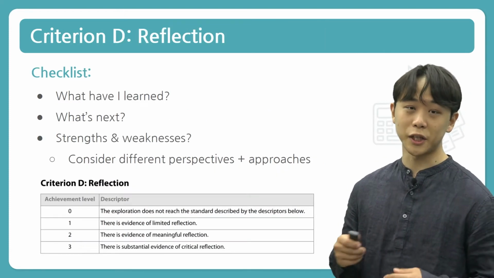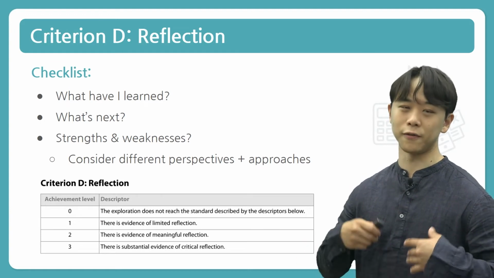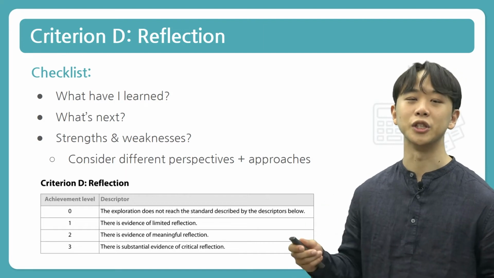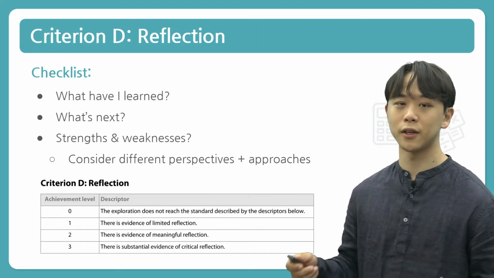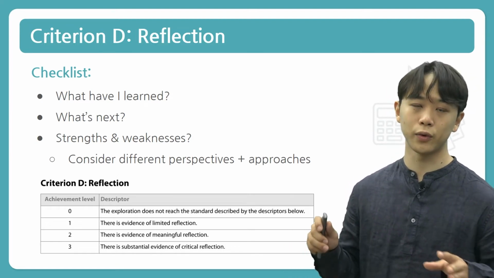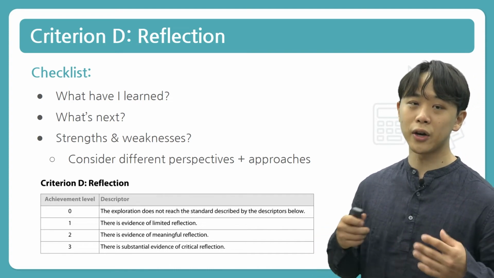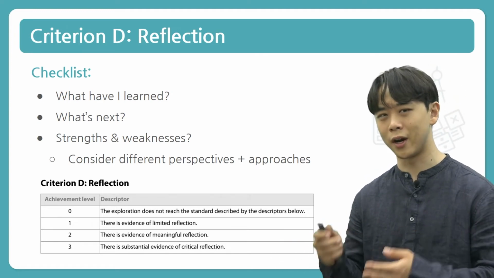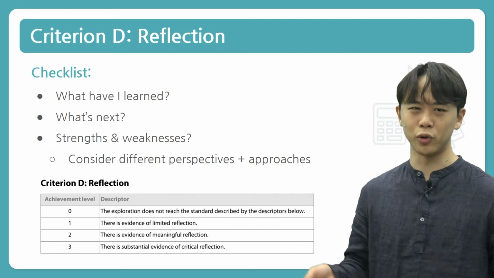Criteria D, reflection, is all about the following. First of all, you should summarize what you found throughout your exploration. What did you learn? What are the implications? What comes next? Then you should talk about the strengths and weaknesses of your exploration so as to compare different perspectives regarding a topic or compare different approaches and methodologies. How could you have solved the same problem in different ways?